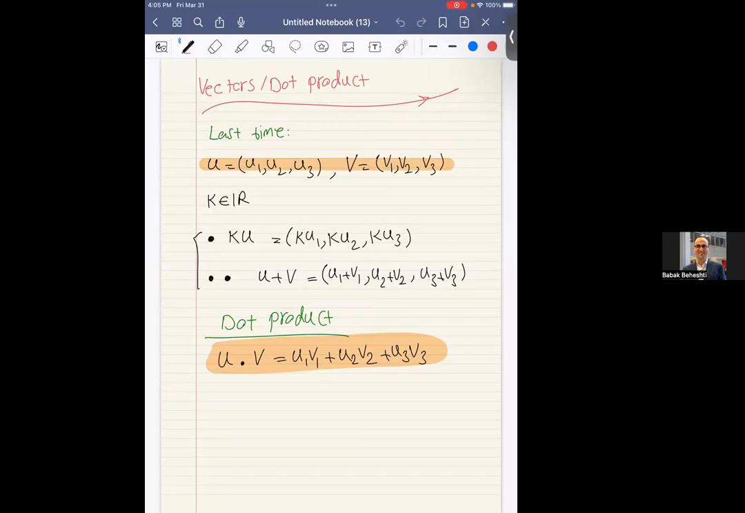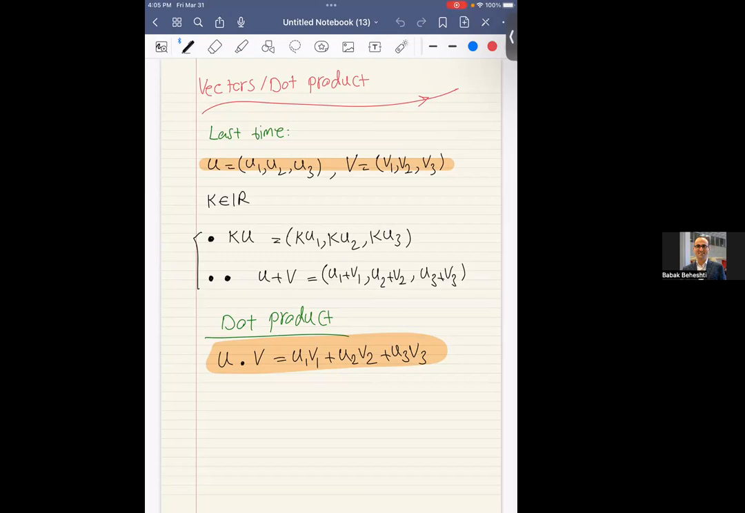Both scalar multiplication and addition are defined component-wise. That means if you want to add two vectors, you add the components. If you want to multiply a vector by a number, which is also called a scalar, you just multiply each component of the vector by that number.